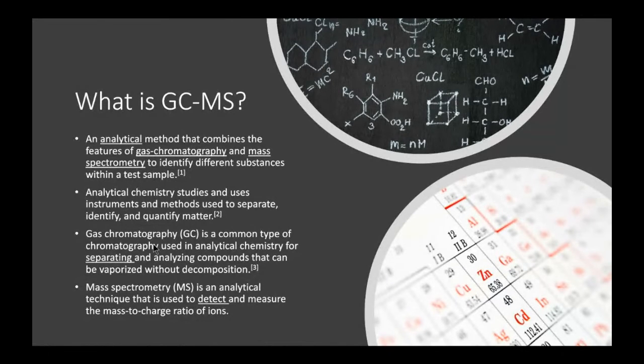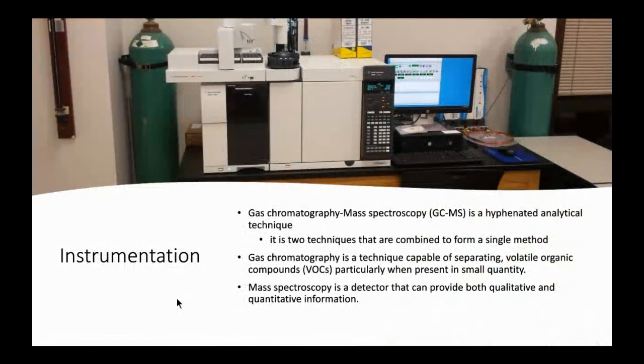All right, so you've got solid, liquid, and gas. In this case, if the sample cannot be turned into a gas at a regular temperature, meaning up to 120 to 300 degrees, then you probably can't use it in this instrument. And then lastly, here we have mass spectrometry, an analytical technique that's used to detect and measure the mass to charge ratio of ions. So here's a little summary of that same thing. Gas chromatography mass spectrometry is what we call a hyphenated analytical technique, which means it's two techniques that are combined to form one single method. Of course, the GC again is dealing with volatile organic compounds, all right? And the mass spec is our detector.